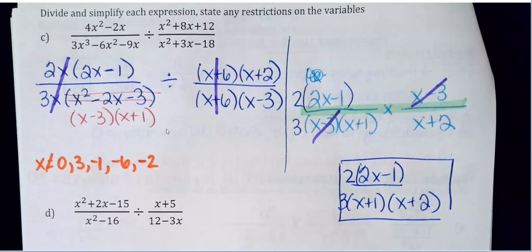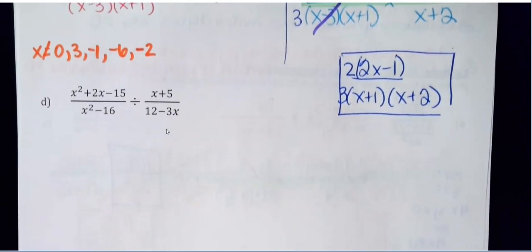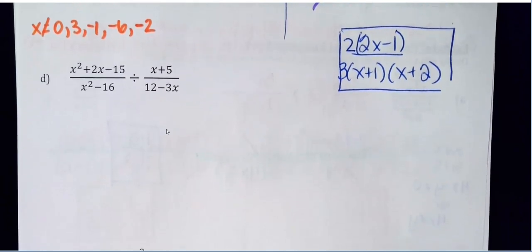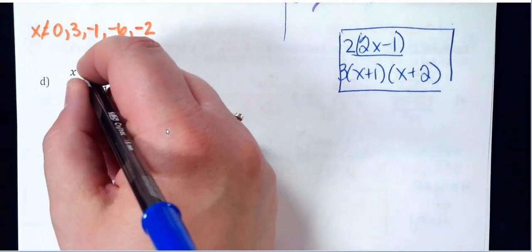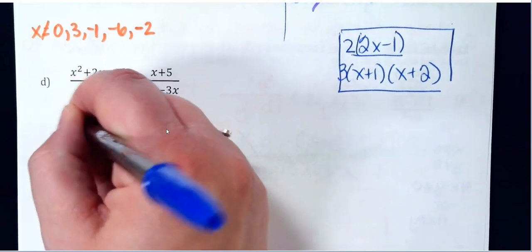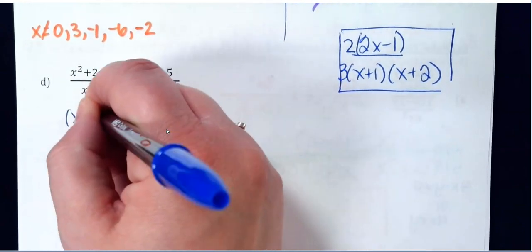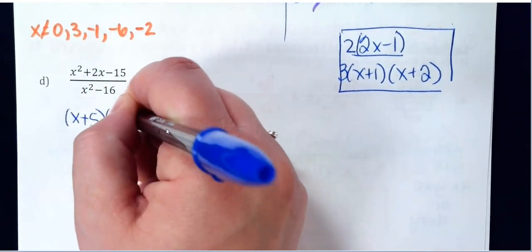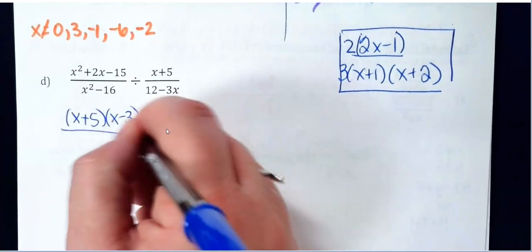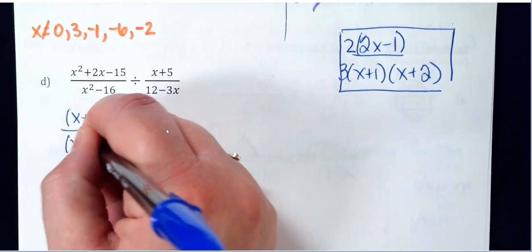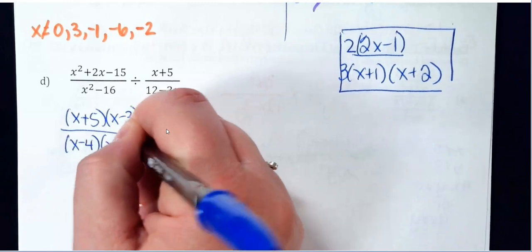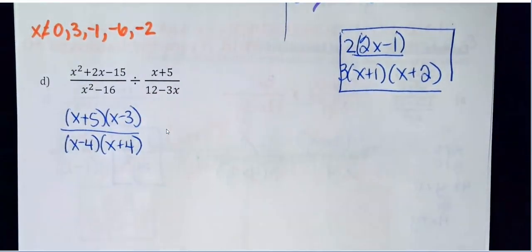Okay. Now, let's see what we got going on here. All right. I actually think we factored one like this on the front. Okay, so x, let's see, we've got a plus 5 and a minus 3. And then we had a minus 4 plus 4. Nothing that's going to cancel out there.